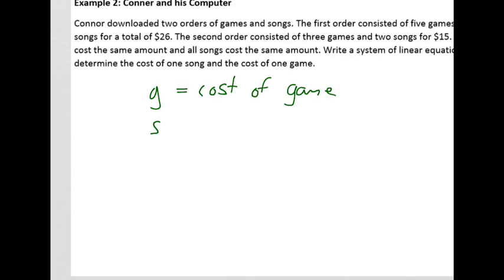Okay? So I'm going to let G represent the cost of a game, and even though I don't like using it, I hate using S. Why? Because it looks like 5. Whatever. Cost of song. Use M for music. Sure, M for music. I like that.